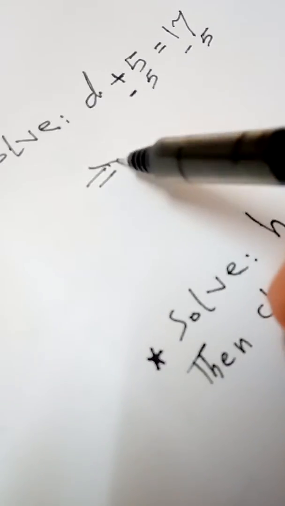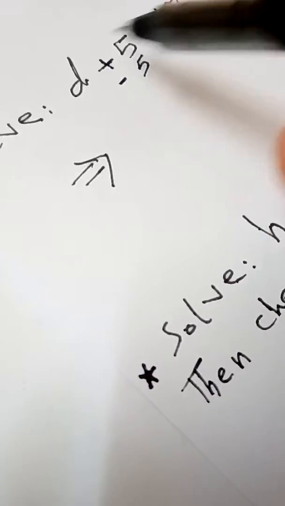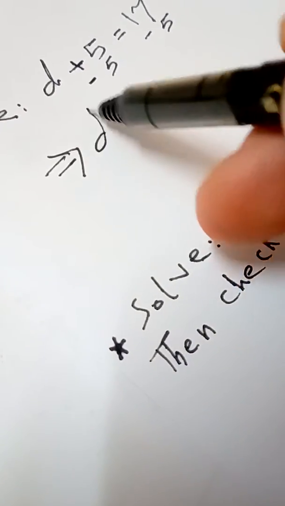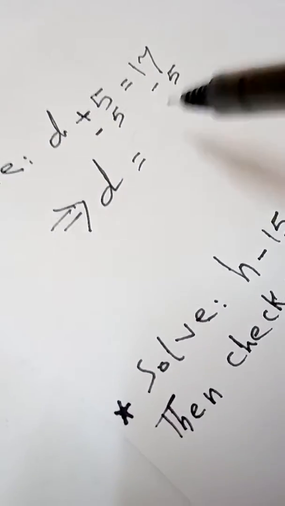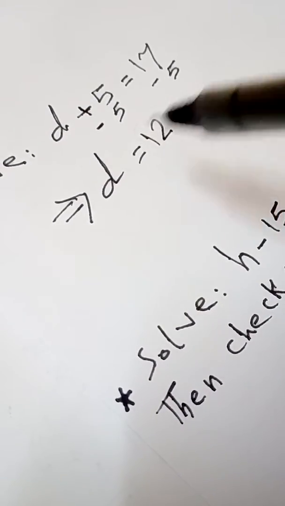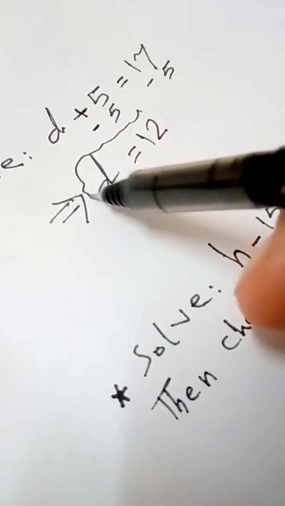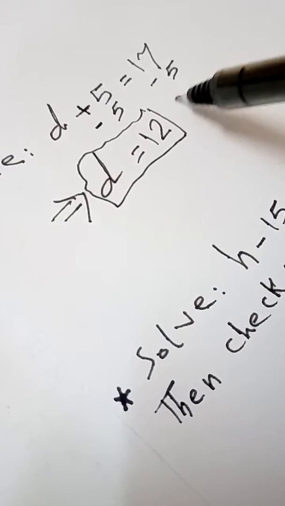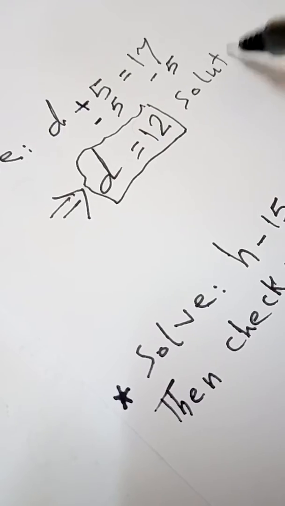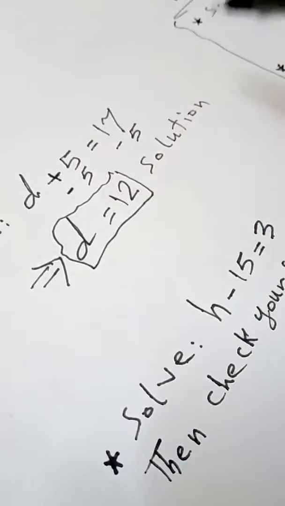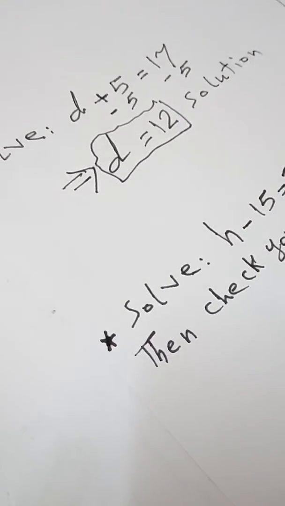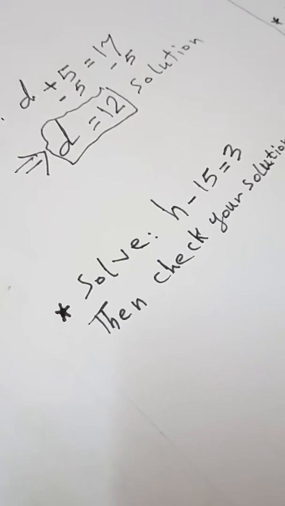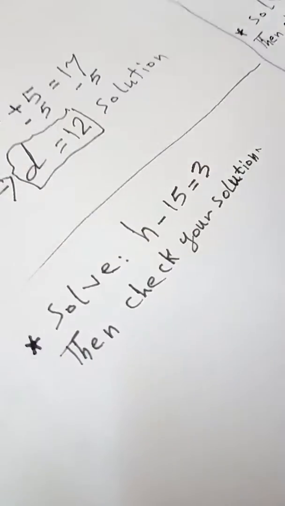So this cancels the number. Remove the number. What remains on this side is d, equal to 17 minus 5, which is 12. Now d equals 12. This is the solution of this equation. This is the value of the variable. So this is the meaning of the solution. The next example.